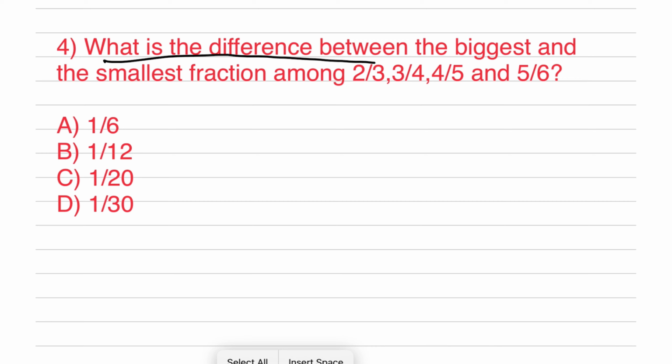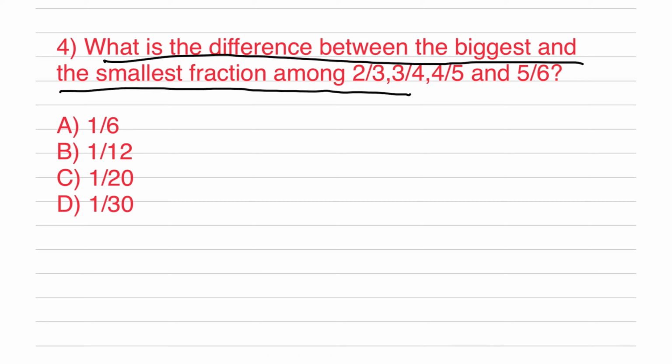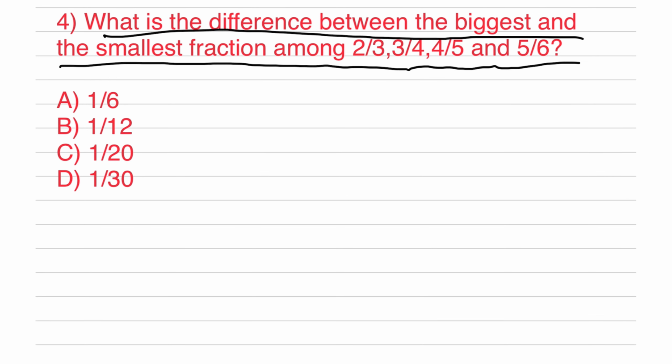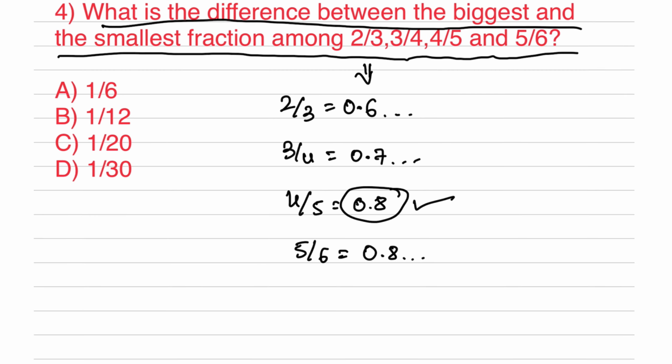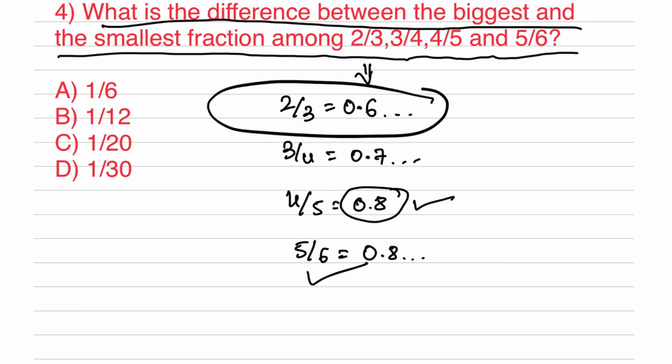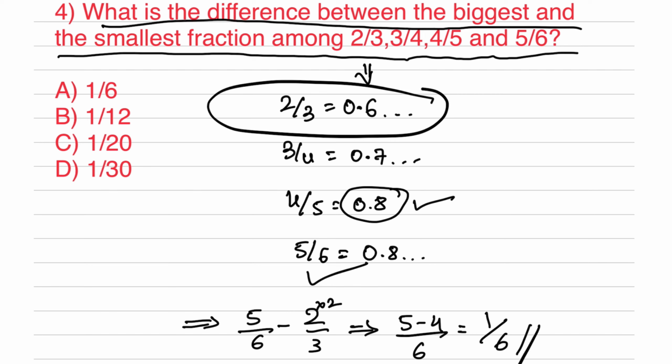See the fourth question. What is the difference between the biggest and the smallest fraction among 2 by 3, 3 by 4, 4 by 5 and 5 by 6? You can do this same as the third question. First you convert this into decimal. 2 by 3 means you will get 0.6 something. 3 by 4 can be written as 0.7. 4 by 5 is exactly 0.8 and 5 by 6 is again 0.8 something. So this is exactly 0.8 and we can finally say that 5 by 6 is the biggest fraction and 2 by 3 is the smallest fraction. Now take the difference. 5 by 6 minus 2 by 3. When you take LCM you will get 6 and 5 minus 4, that is 1 by 6 is the answer. Option A is the right answer.